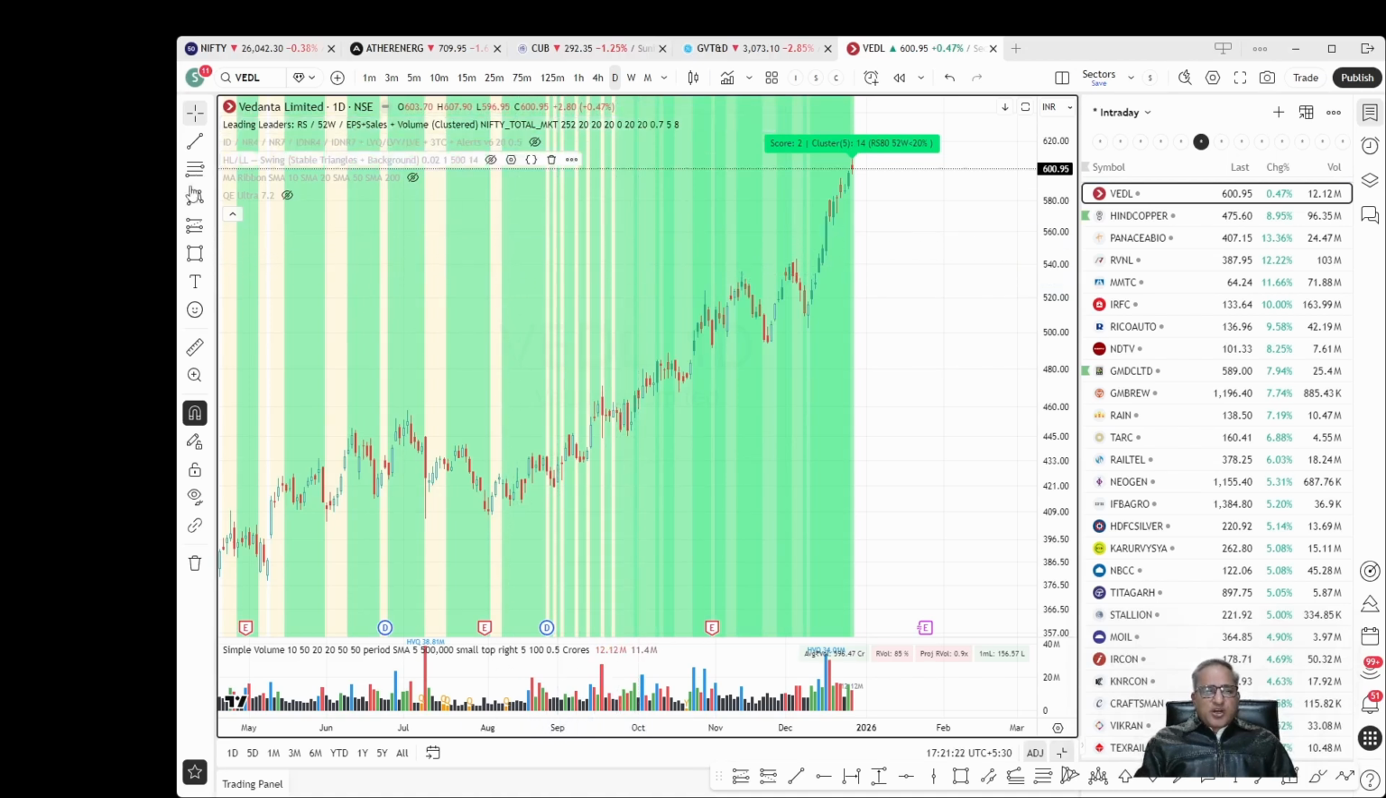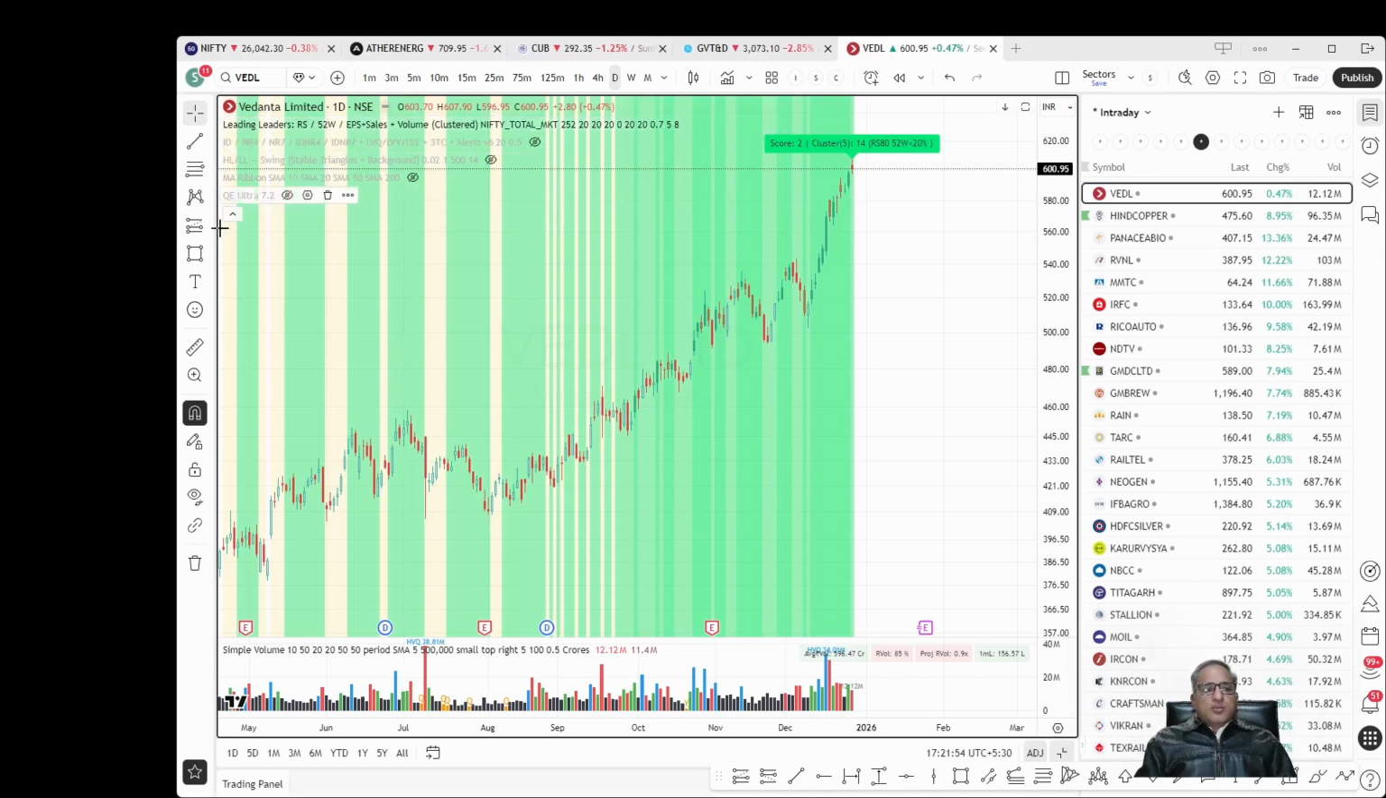Second one is proximity to 52-week high. Strong leaders tend to trade near their highs, not deep down below. The script checks whether price is within a defined percentage of the 52-week high, filtering out structurally weak stocks. For relative strength, I'm using the benchmark index Nifty Total Market, and the look back period is 252 days, which is 1 year. And for the 52-week high, I'm using 20%.